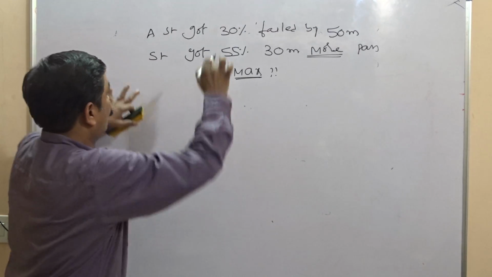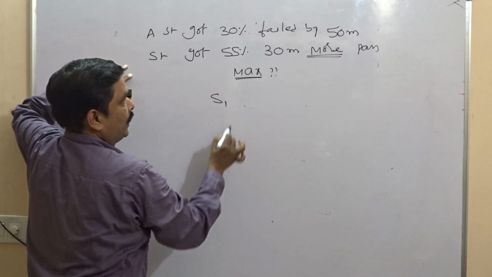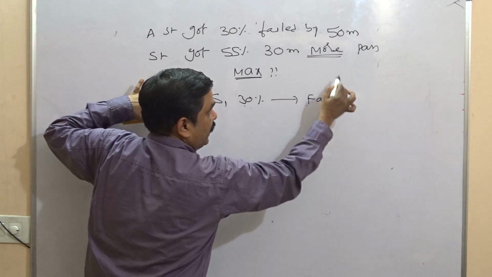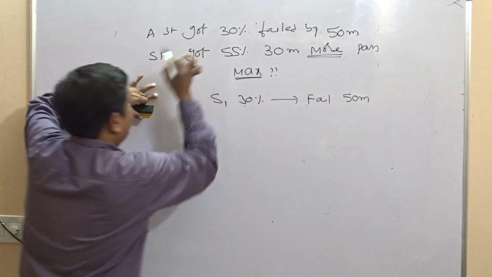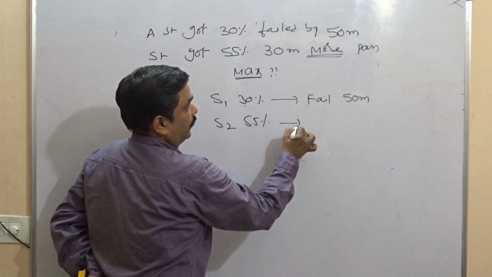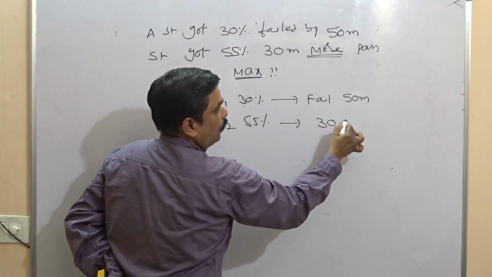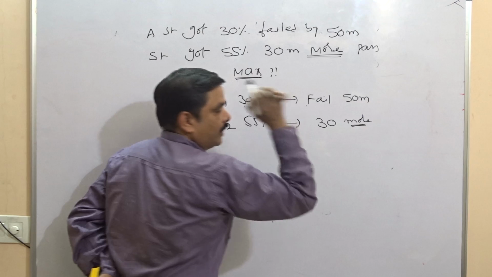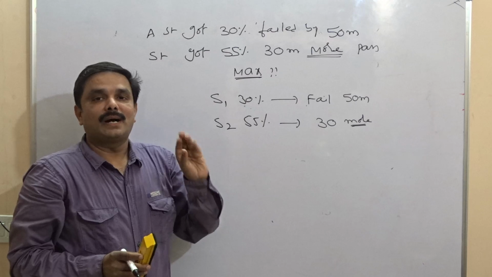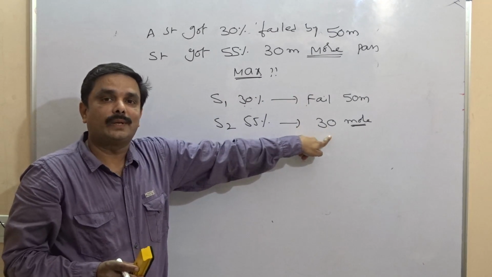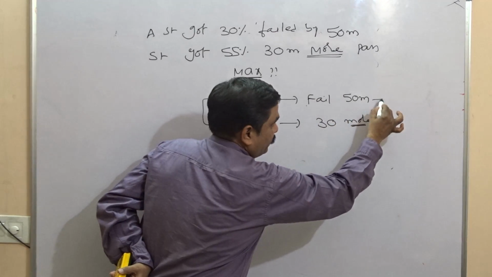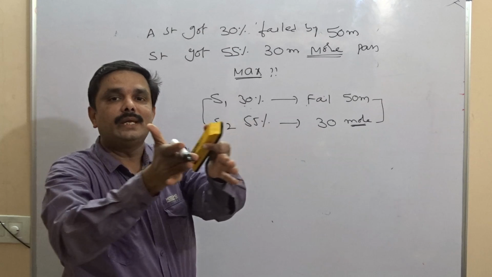Now you see, how can we use this unitary method? Very simple way. First student got 30% marks, but he failed by 50 marks. Another student got 55% of the marks and he got 30 marks more than required for passing. In both cases, maximum marks is the same. How to equalize this? Let us take the difference in terms of percentage and difference in terms of marks, and finally I am going to equalize that.